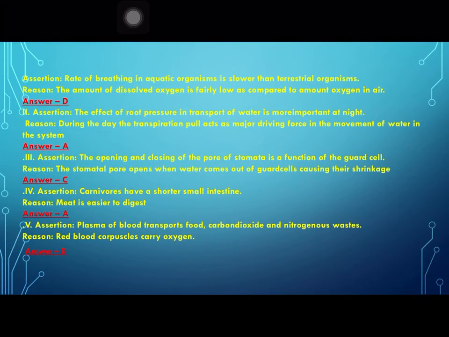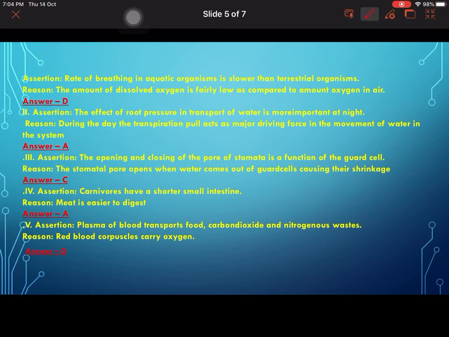Next is from chapter 6: rate of breathing in aquatic organisms is slower than terrestrial organisms, and the amount of dissolved oxygen is fairly low as compared to the amount of oxygen in air. So the assertion is wrong and the reason is correct because the amount of dissolved oxygen is less but the rate of breathing is faster. So answer D will be there.